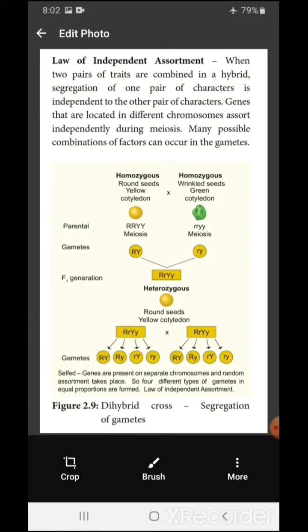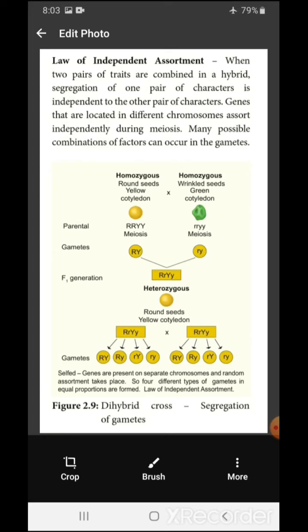Now we know about the laws of Mendel. Law of dominance, law of segregation, law of independent assortment. What do you know about law of dominance? Mendel's monohybrid cross is based on the law of dominance. What do you know about law of segregation? It is also called the law of purity of gametes. Here we know the gametes are never hybrid, because it is based on the law of segregation. During the gamete formation, it does not depend upon the other.